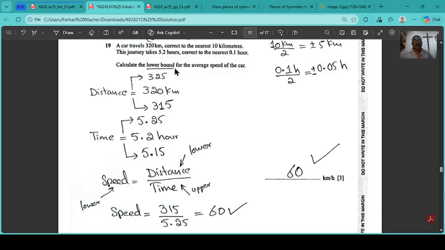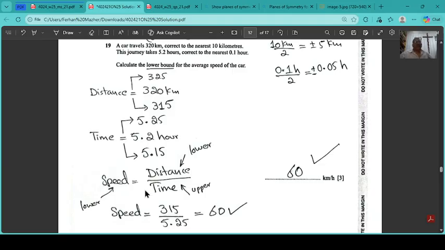When you add 5 to it, you get 325 kilometers. That's the upper bound of the distance. From 320, if you subtract the 5 kilometers, you get 315 kilometers, which is the lower bound for the distance. The time is given as 5.2 hours. If you add 0.05 to it, you get 5.25 hours, which is the upper bound for the time. And if you subtract 0.05 hours from 5.2 hours, you get 5.15 hours, which is the lower bound for the time.